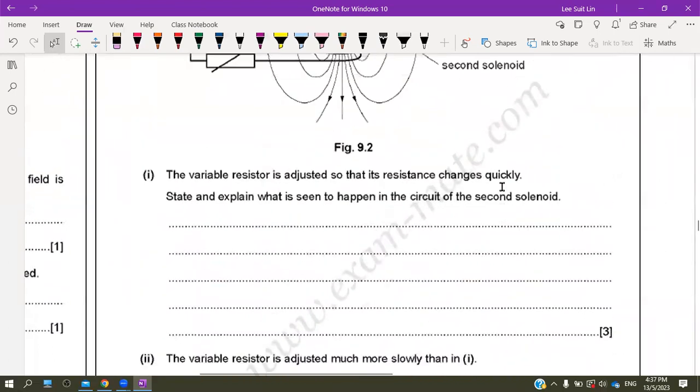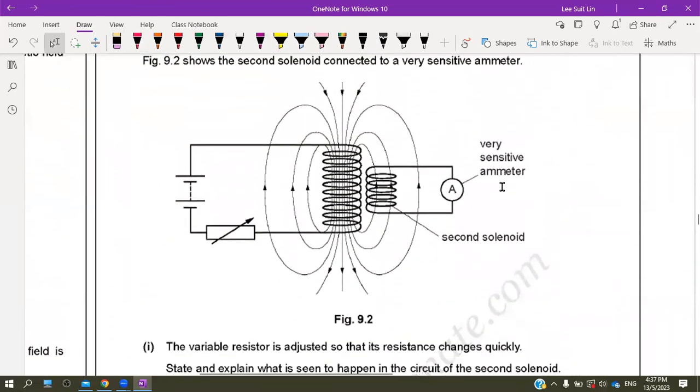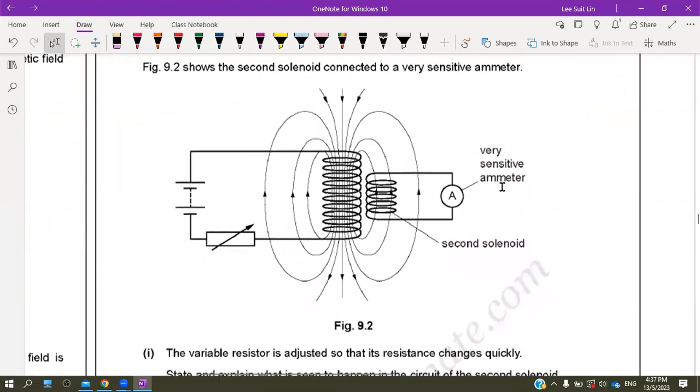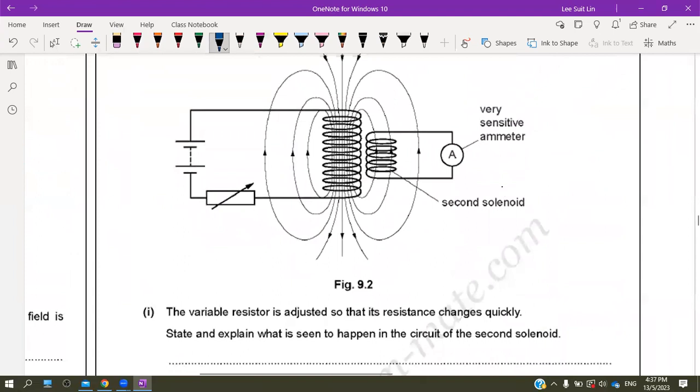Okay, beautiful. But we're here because we want to look at 2 coils. Here there is a second solenoid connected to a very sensitive ammeter. It's kind of like this one is the primary coil N1, and this one is the secondary coil N2. Anyway, the variable resistor is adjusted. So I'm going to adjust this one so that the resistance changes quickly. State and explain what is seen to happen to the circuit of the second solenoid.